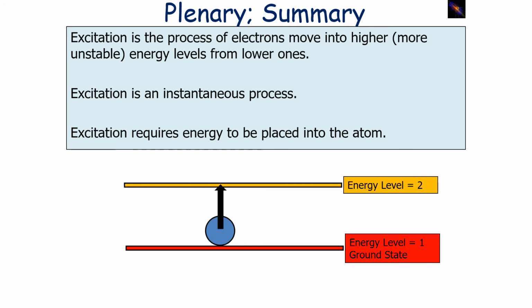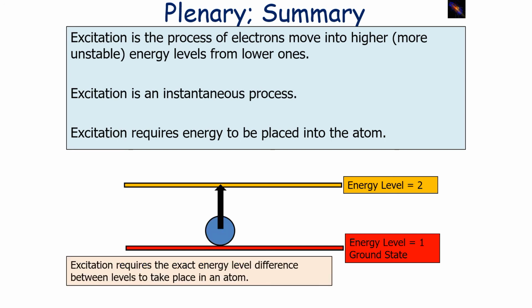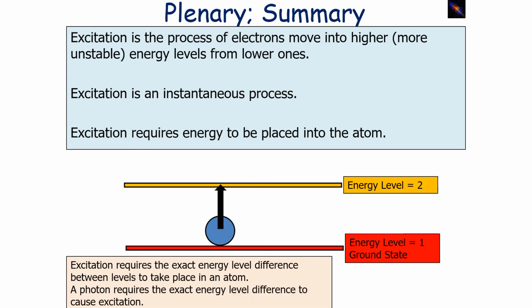So excitation is the process of electrons moving to higher energy levels from lower ones. It's an instantaneous process, and it requires energy to be placed into the atom. Now excitation can occur either due to the absorption of a photon by the atom or by the transfer of kinetic energy from a colliding particle such as a free electron. Now excitation requires the exact energy level difference between the levels to take place in the atom. Now the photon will require the exact difference between the two levels, otherwise excitation will not take place. A colliding particle such as an electron will only lose the exact energy level difference from its kinetic energy store.